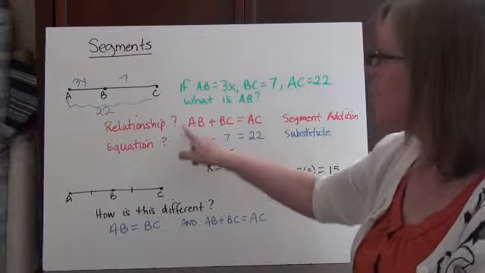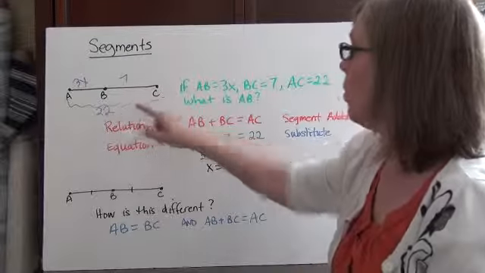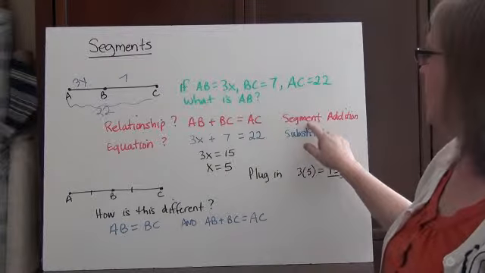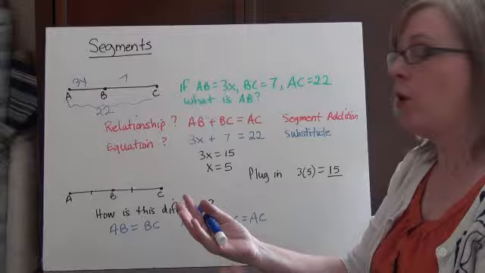So, I know the relationship is that part plus part equals the whole. AB plus BC equals AC. We call that the segment addition postulate. That means I can add the parts to equal the whole.